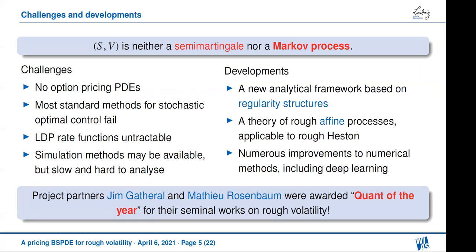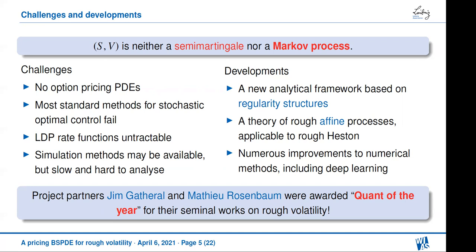And that means, for instance, there is no pricing PDE. That means that most standard methods for stochastic optimal control fail. It also means that a lot of structural methods for option pricing fail. For instance, also large deviation principle-based asymptotic formulas become intractable.